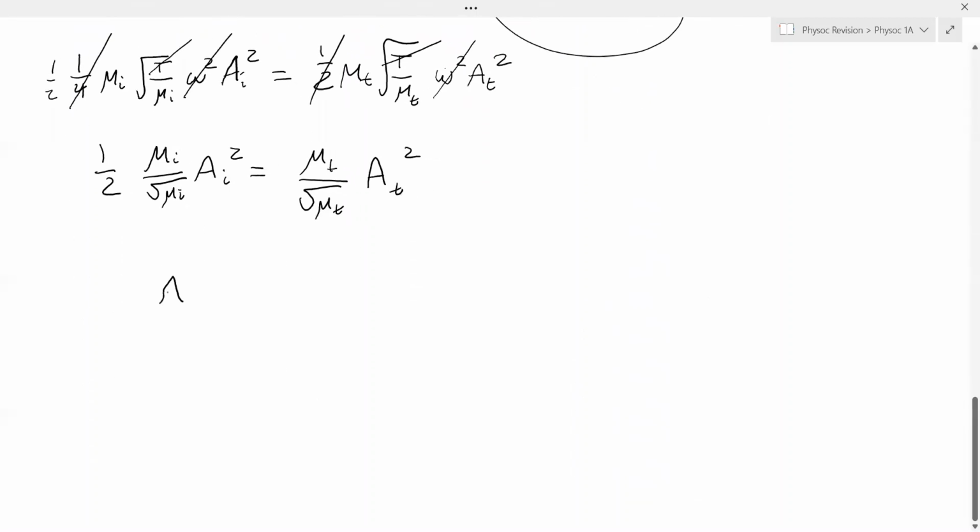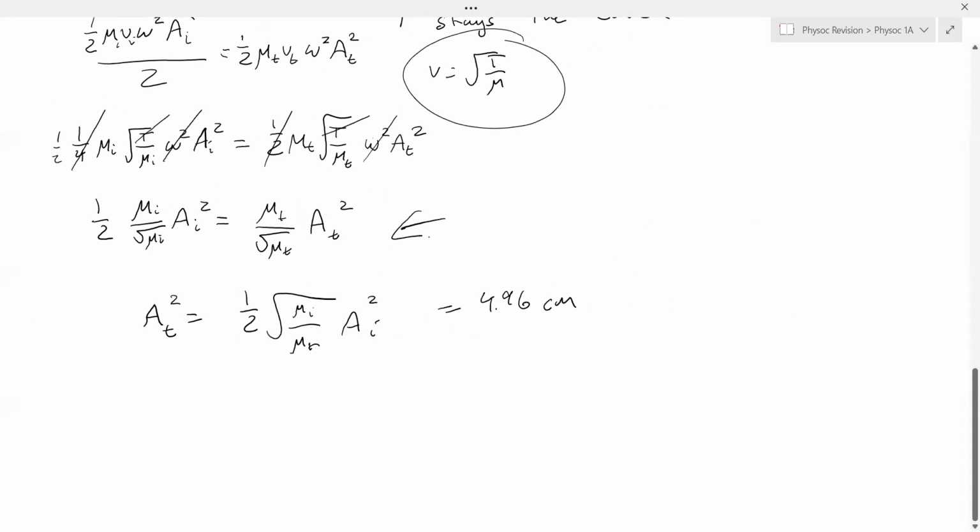So A_T squared is equal to half. If you did want to make that a little bit neater, it does boil down to this, but it's a bit of a pain to figure that out. But it ends up being equal to 4.96 centimeters. So you could just put the values into here, but that's the simplified version of the answers.